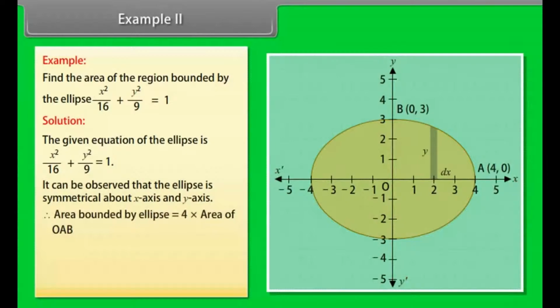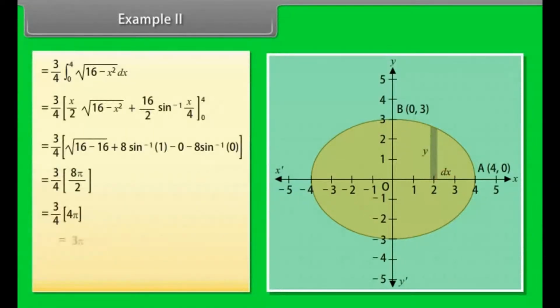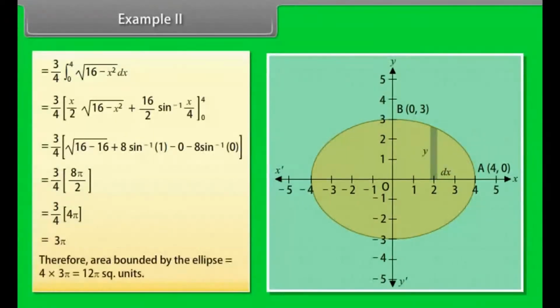Therefore, area bound by the ellipse is equal to 4 times area of OAB. Area of OAB equals the integral from 0 to 4 of y with respect to x. By solving it, we get area of OAB equals 3π. Therefore, area bound by the ellipse is equal to 4 × 3π = 12π square units.